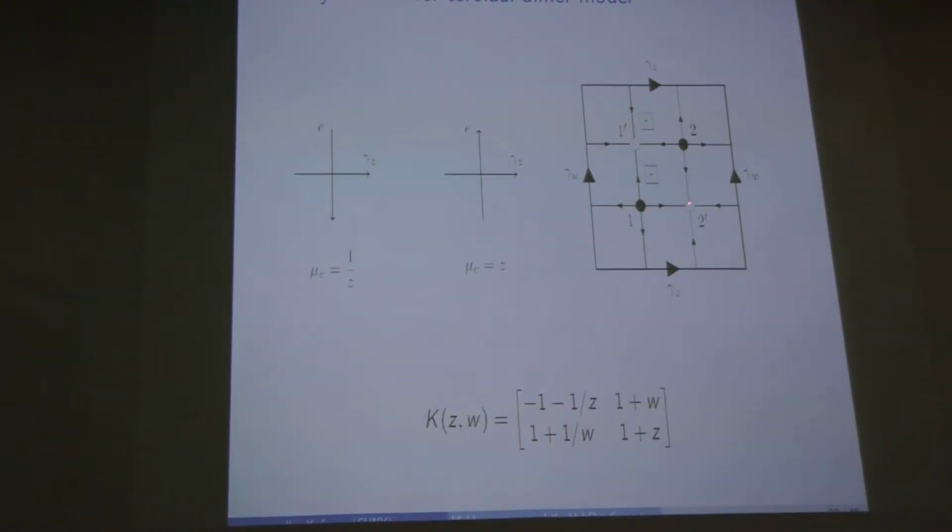From 1 to 2, there are also 2 ways to get here. One way is to go straight across. That's the +1. And one way is to go around. And that's the w, if you again do the intersection. So it's straightforward. This is easy to compute.